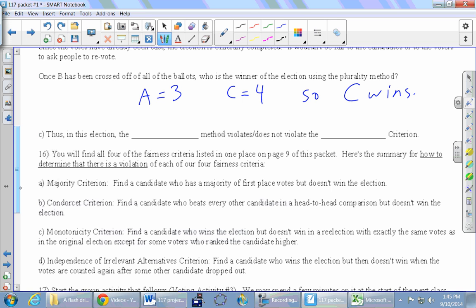So let's fill in some blanks. In this election, what was the name of the vote counting method? Plurality. We're going to skip the violates, does not violate. What was the criterion? Independence of irrelevant alternatives. You're probably going to want to abbreviate that as IIA or dropout, either way. And did this particular election show a violation or not? It did. Again, there was this fundamentally unfair thing that happened. And so the plurality method here violates the IIA or dropout criterion.